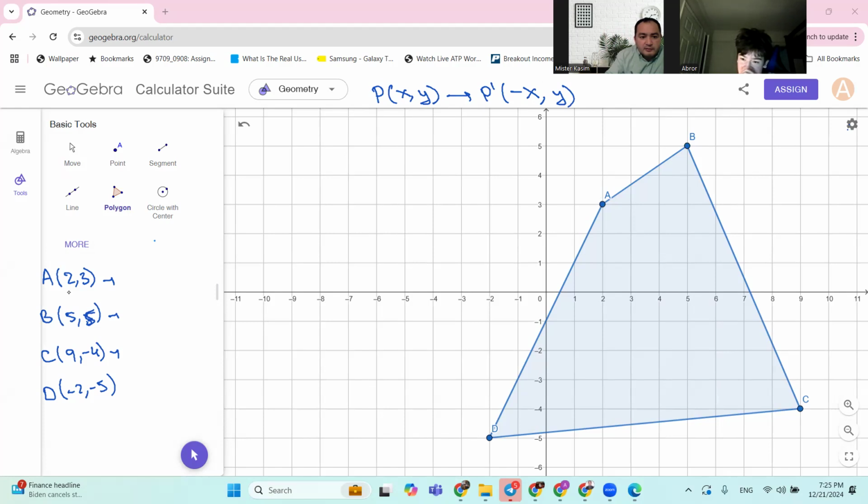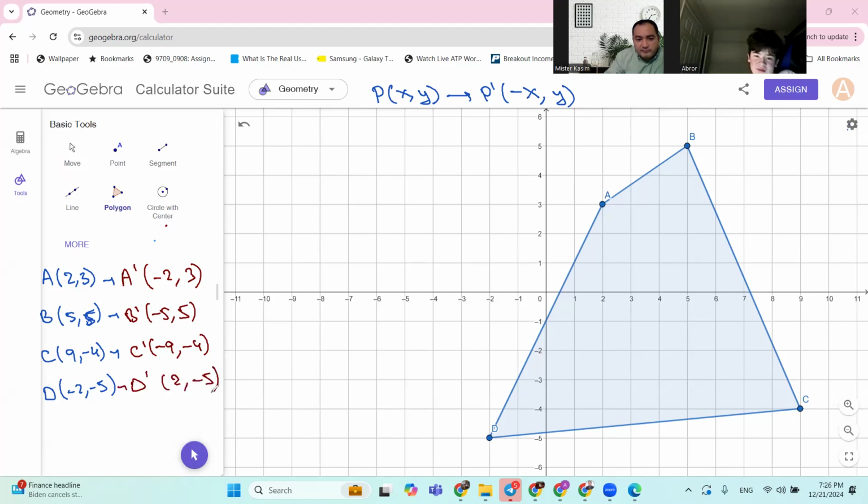So if you do so, this will be A prime, right? It will be -2 and 3. And B prime, -5, 5. C prime, -9, -4. D prime, -2, -5. Sorry, 2 and -5, right? Yes, multiply this.